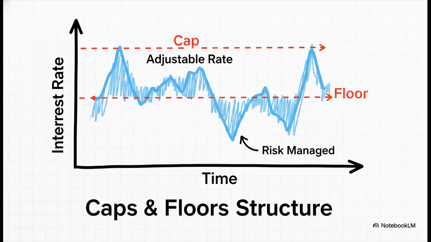They can build in what's called a cap on the loan, meaning the rate can't go above, let's say, 5%. That protects them. On the flip side, the lender might insist on a floor, so the rate can't fall below 2%, which guarantees them a minimum return.